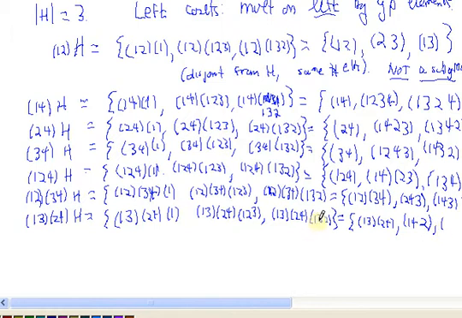Okay, and let's see. 1 goes to 3, 3 goes to 1, so 1 doesn't go to anything. 2 goes to 1, 1 goes to 3. 3 goes to 2, 2 goes to 4. 4 goes to 2, we're done.